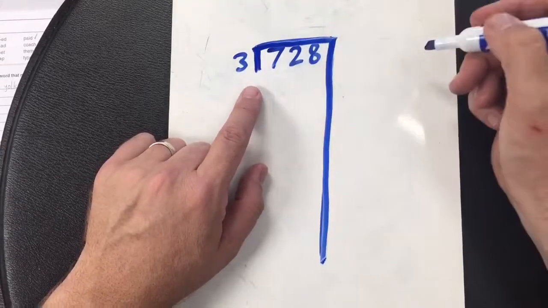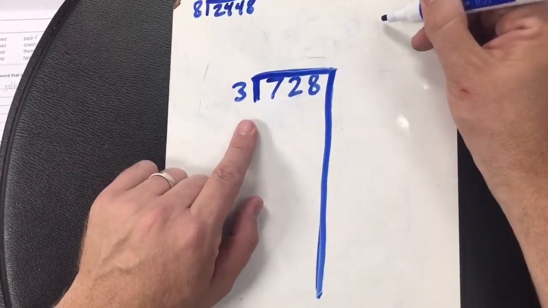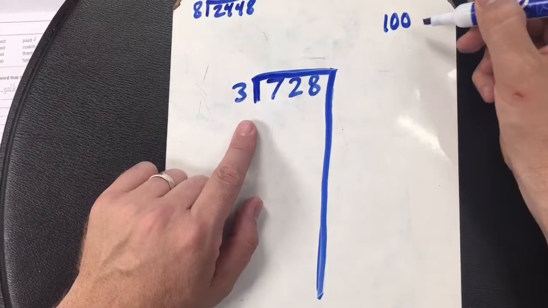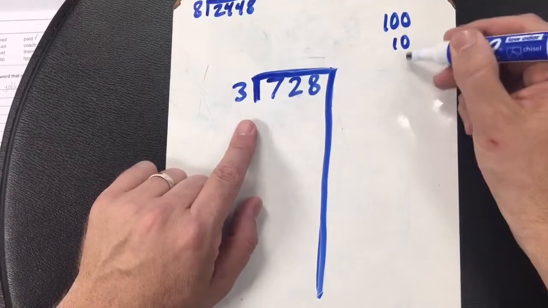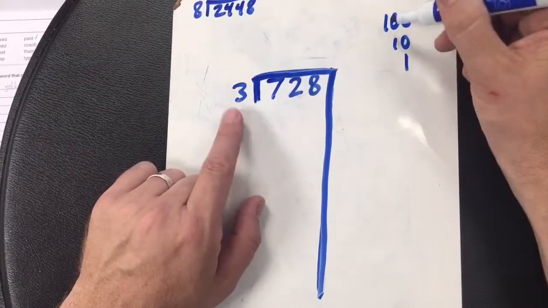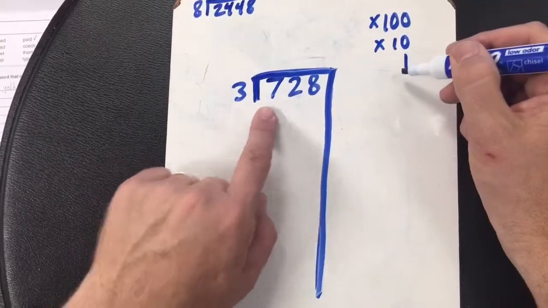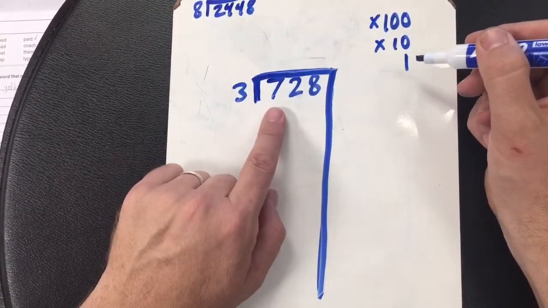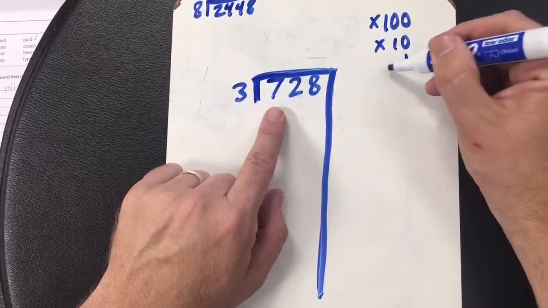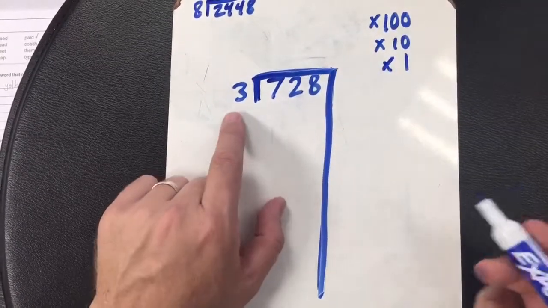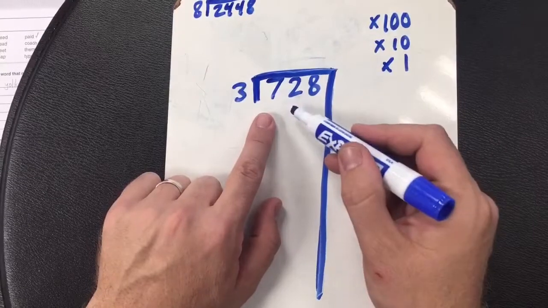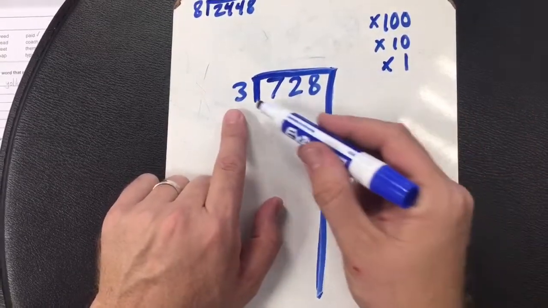And when we're doing this, it's really a place value strategy. We're looking at the hundreds place, we're looking at the tens place, and we're looking at the ones place. And we're going to be pulling out groups of hundreds from our dividend here, groups of tens and groups of ones. So how many groups of hundreds from this can I take?